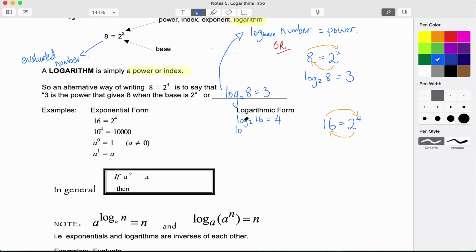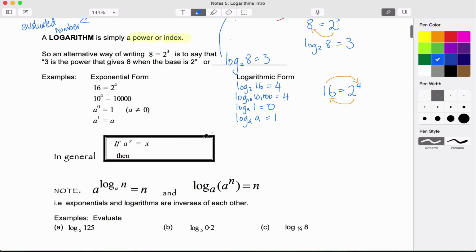Moving right along. I've got log 10 of 10,000 equals 4. Log A of 1 equals 0. And log A of A equals 1.